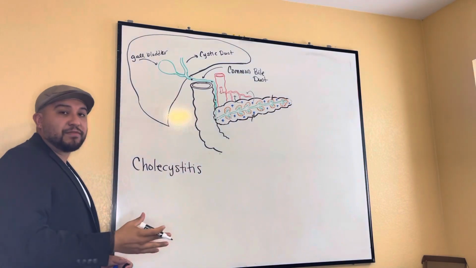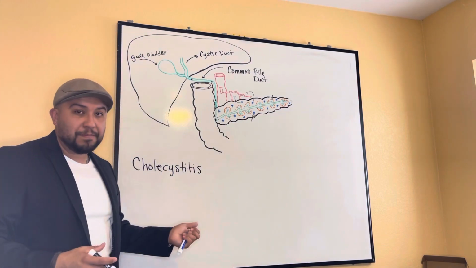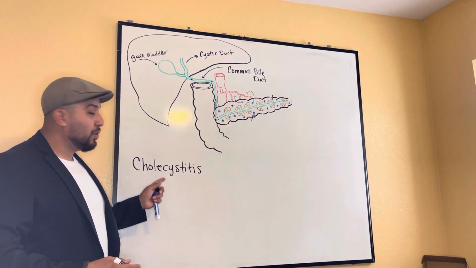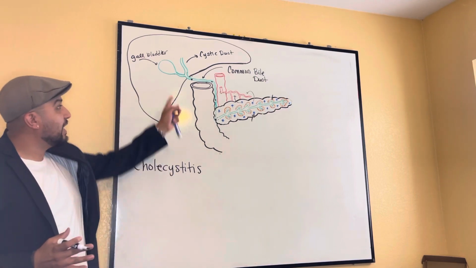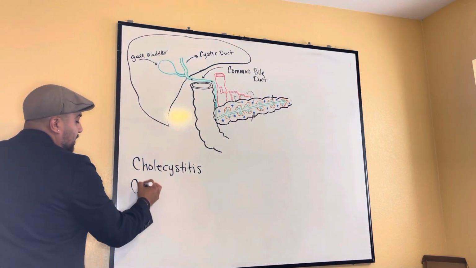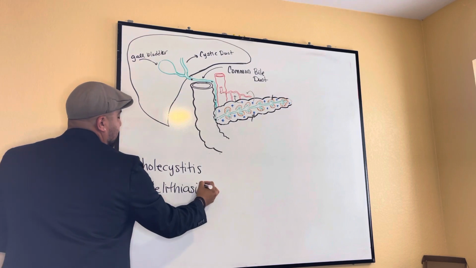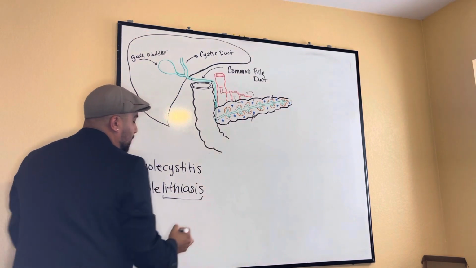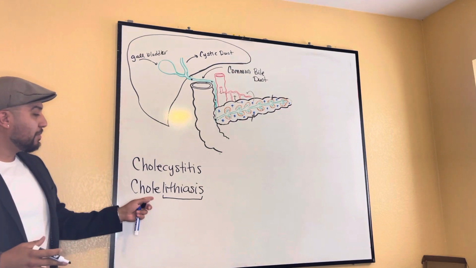which is inflammation of the gallbladder. That can be secondary to stones or just infection. The manifestations of cholecystitis are usually discomfort or pain in the right upper quadrant, because that's where the gallbladder is located. We can also develop cholelithiasis. The lithiasis part should remind you that it defines stones. So we're talking about gallstones.